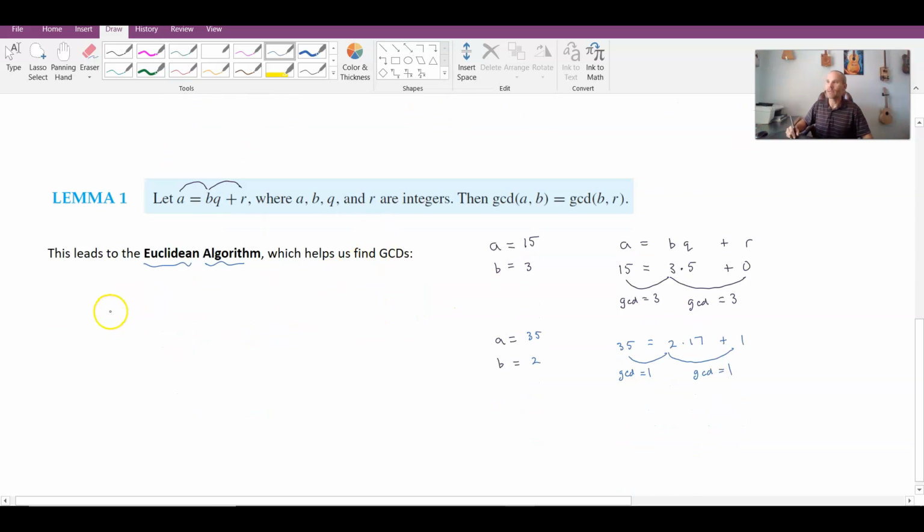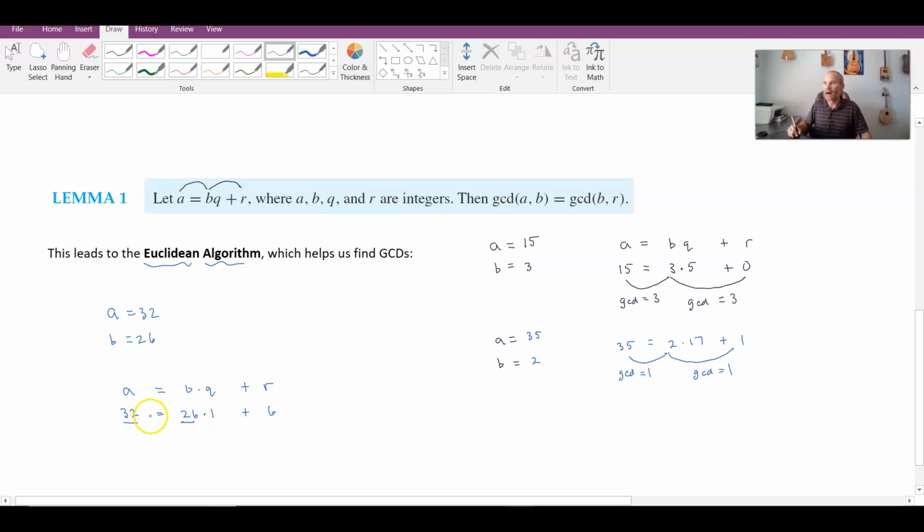So I'm going to pick A to be the bigger of the two numbers, and B to be the smaller of the two numbers, because that's typically how we're going to use this lemma. And so what I'm going to start off doing is expressing A as a certain number of multiples of B plus the remainder. So in this case, A is 32, B is 26. And so what I'm asking is how many times does 26 go into 32? Well, it goes into it once, and so my quotient is 1. But that leaves a remainder of 6.